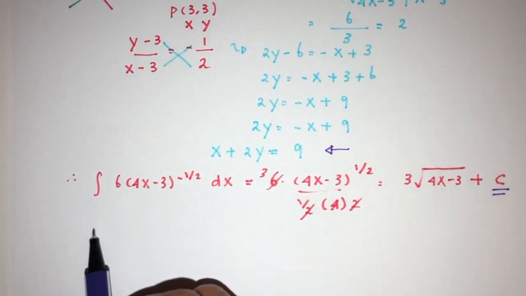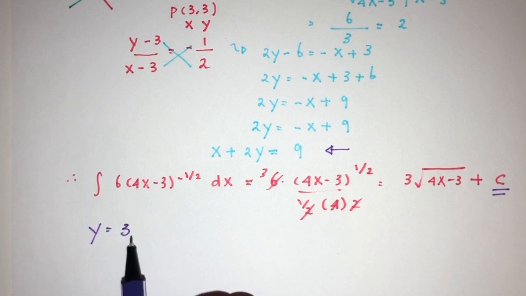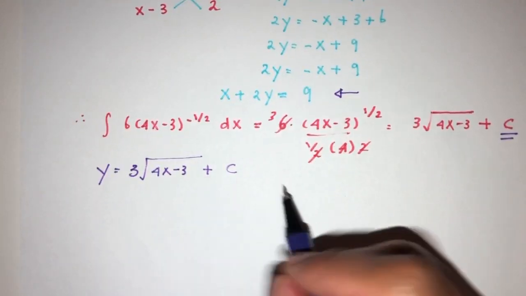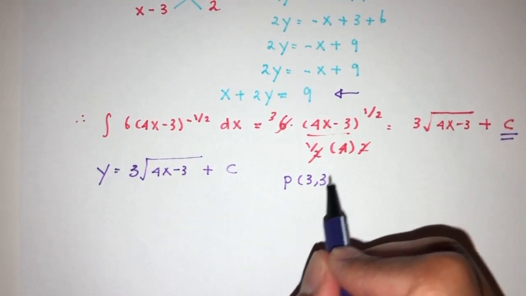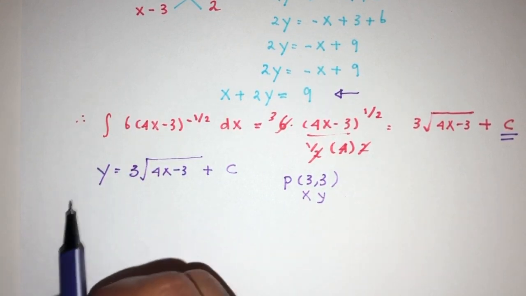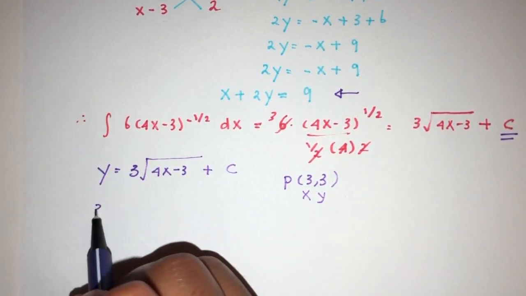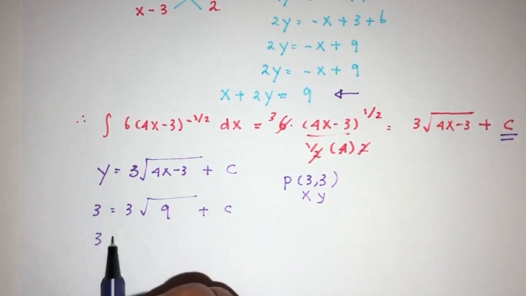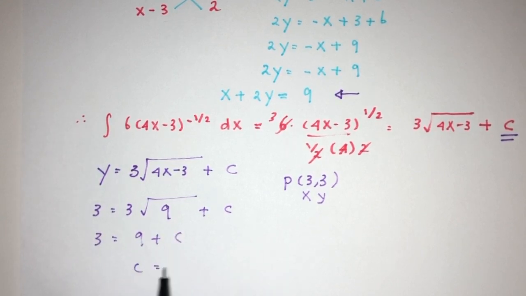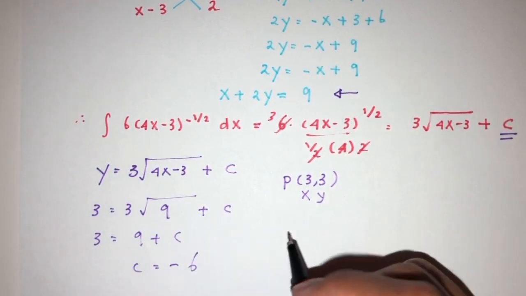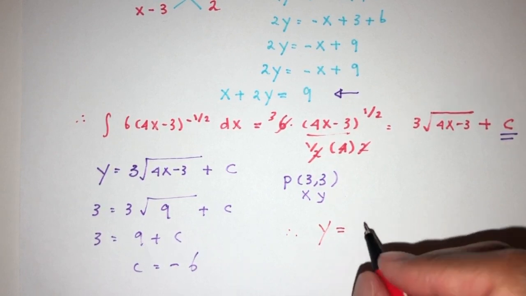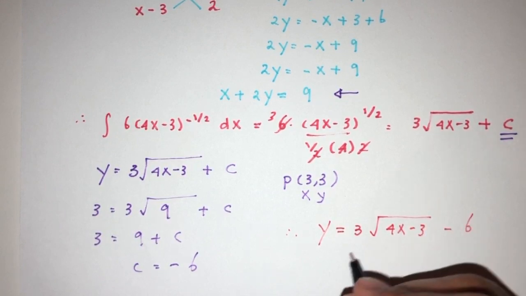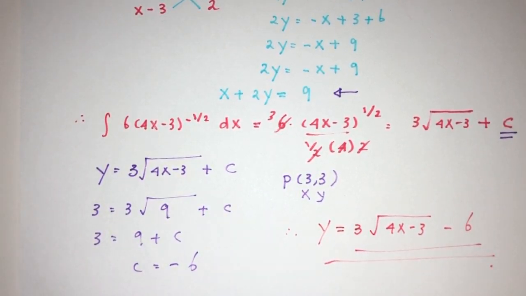Now we have to find c. So right now we have y is equal to 3 root of 4x - 3 plus c. So we know we have a passing point of (3, 3). We can use that to find the value of c. So 3 here will be the value of y, and x is 3 here. That should be 9 plus c. So 3 equal to 9 plus c. So c will be minus 6. So finally we conclude that y is equal to 3 root of 4x - 3, minus 6, as the equation of the curve, which is the value of y.